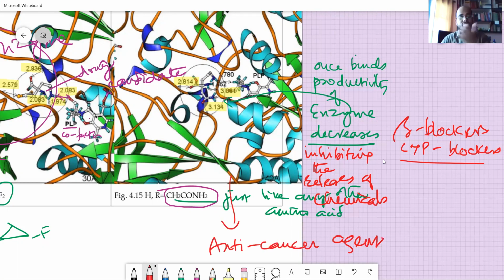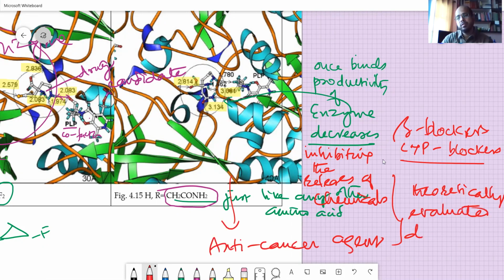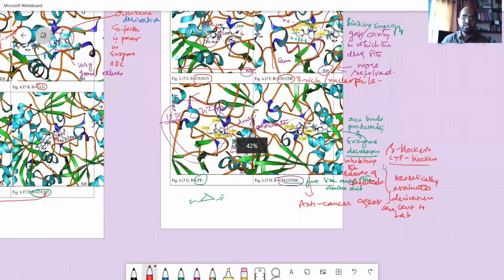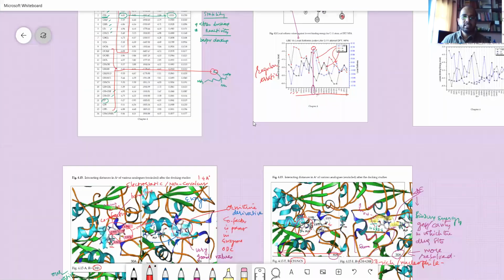So after successfully evaluating this theoretically, the derivatives are sent to the lab. So I think we have just seen how we can use it and how this is very much useful in docking studies. What we have done, I again summarize.